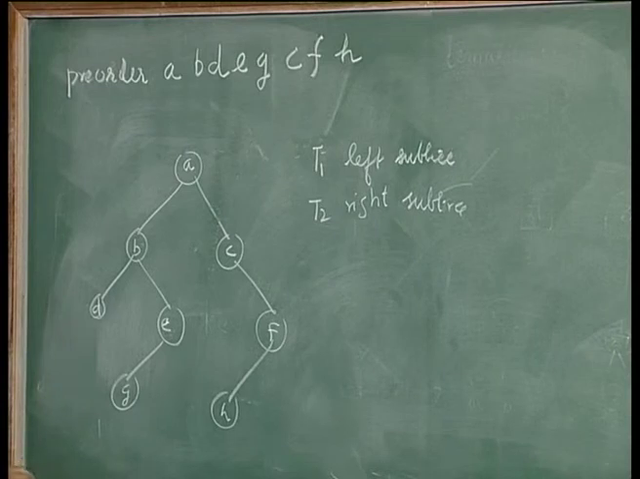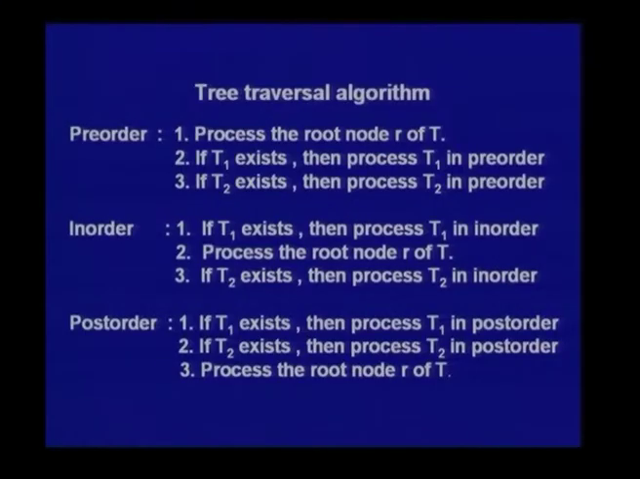Let us see how the nodes will be visited in the in-order traversal. In the in-order traversal, first the left subtree is visited, and that is also visited in the in-order manner. If T1 exists, then process T1 in order, then process the root, then the third one is if T2 exists, then process T2 in order. So, in the in-order traversal, left subtree first, then root, right subtree.